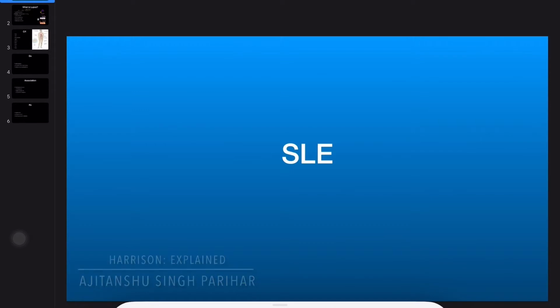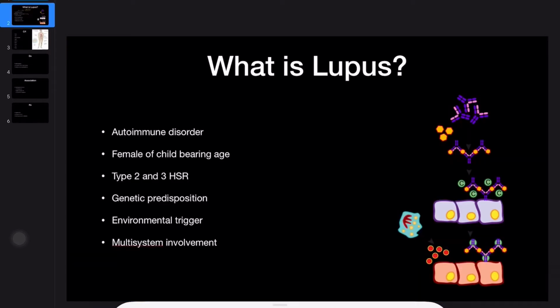So let's begin. Lupus is an autoimmune disorder, and when someone says autoimmune, we think of antibodies causing tissue injury. We also know that injury involves inflammation, so the basic concept you need to know for SLE is that there will be widespread inflammation throughout the body.